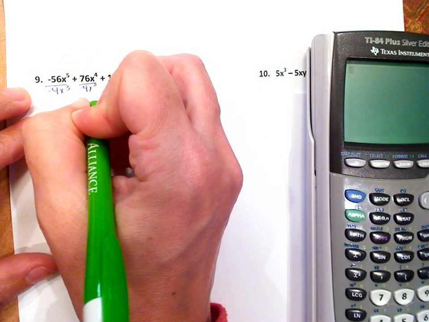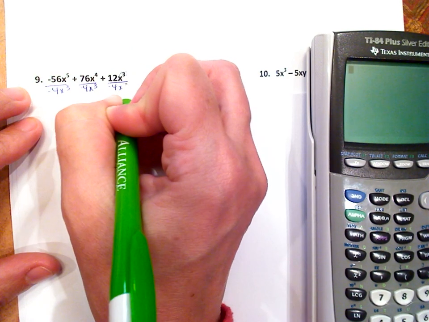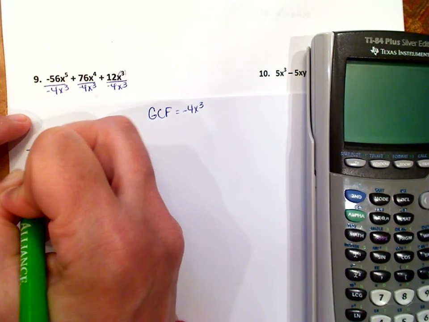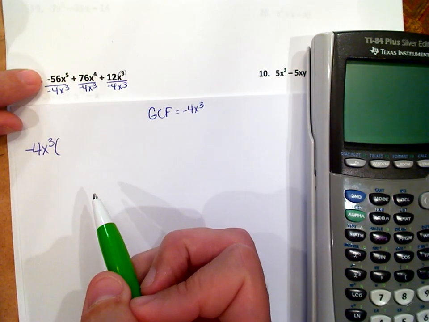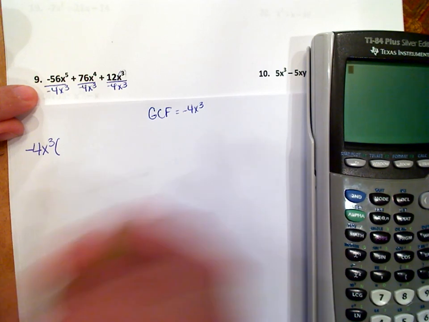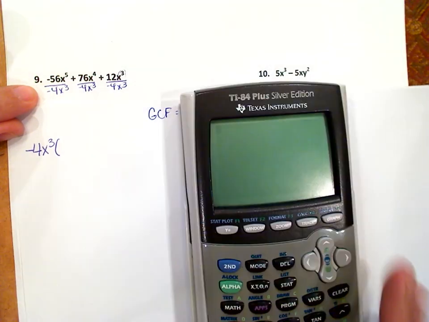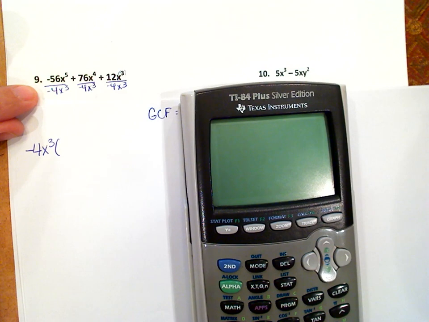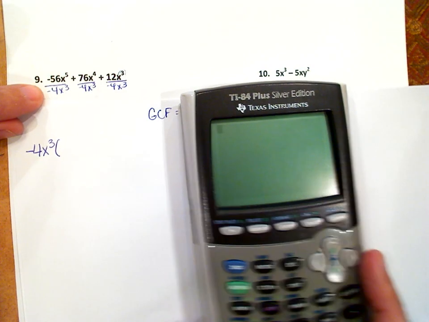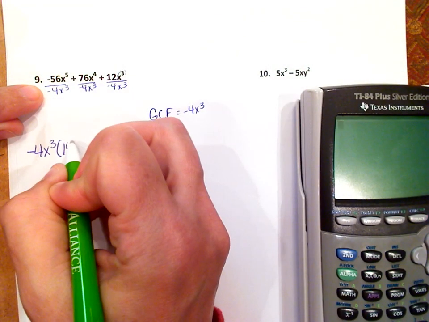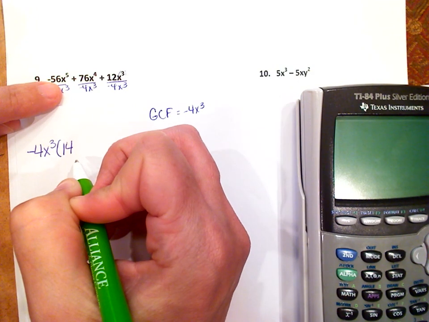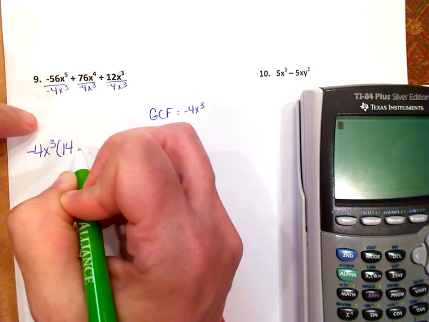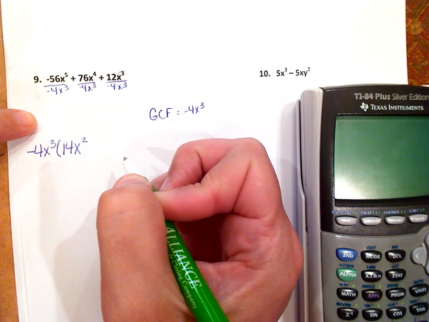Some of you do this in your head. Some of you need to write it out. It's up to you. Negative 4x to the 3rd. And then when you divide, that's going to go inside your parentheses. So in your calculator, you're going to do negative 56 divided by negative 4, which is 14. And then you subtract your exponents, or you can think of it as you're taking 3 x's away from that 5, so that leaves you with x squared.